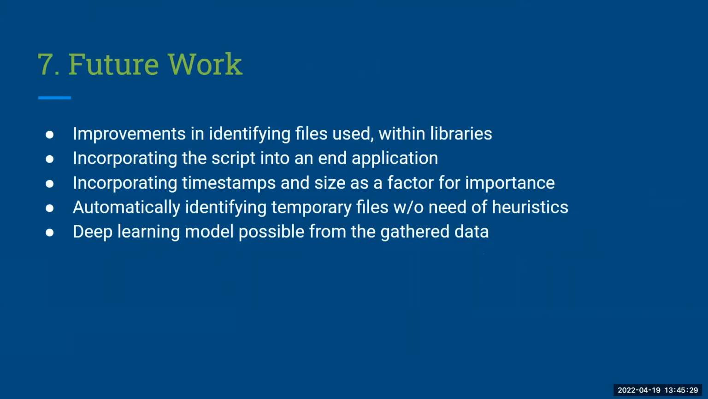And some future work we could do to build upon this is to improve identifying the files used specifically within libraries. We could incorporate the scripts into an end application, and we could incorporate the timestamps and size as a bigger factor used to determine importance. And then we could automatically identify temporary files without the need of heuristics. And a deep learning model could possibly be built from the data that we gathered.